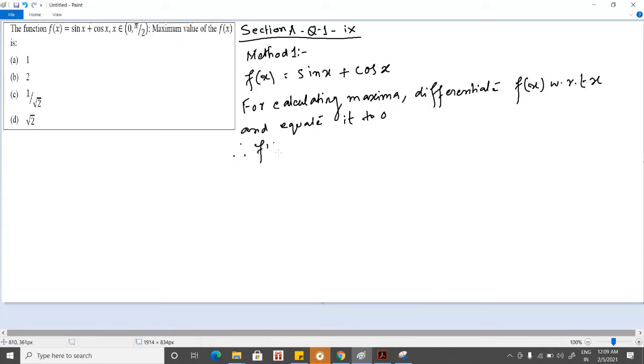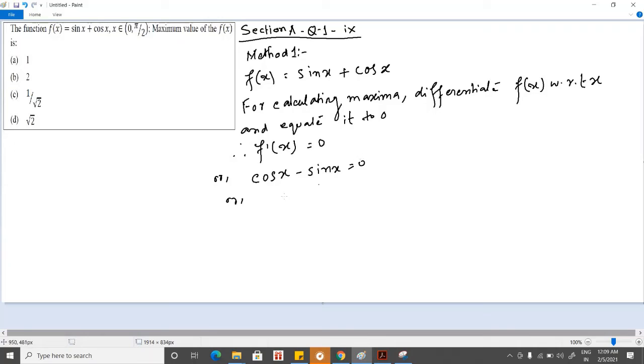That means f'(x) equals 0. So by doing this, what will we get? The derivative of sin x is cos x, and the derivative of cos x is minus sin x. That is equal to 0.